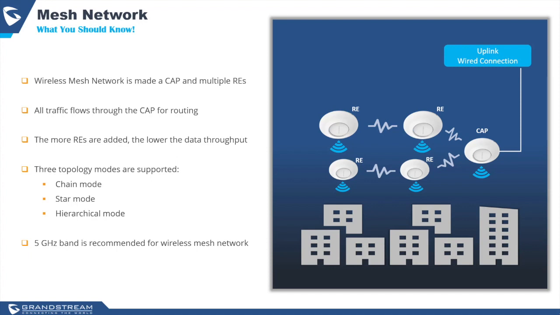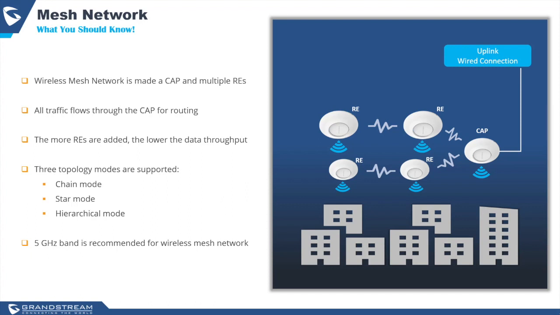Hierarchical mode, which is shown in this image, is composed of multiple branches. In general, the closer an RE is to the CAP, the better performance a node device can have. We do not recommend having more than 2 RE branches under the CAP and no more than 2 second level REs connected to each first level RE or range extender.